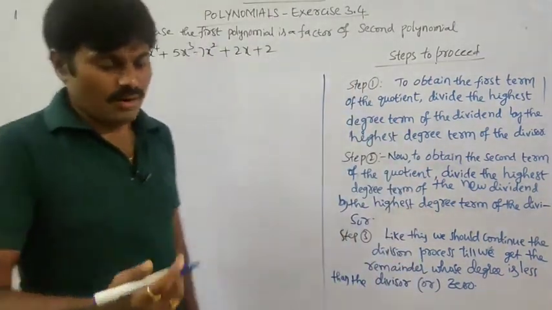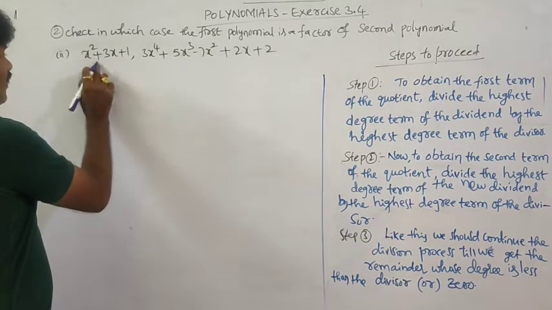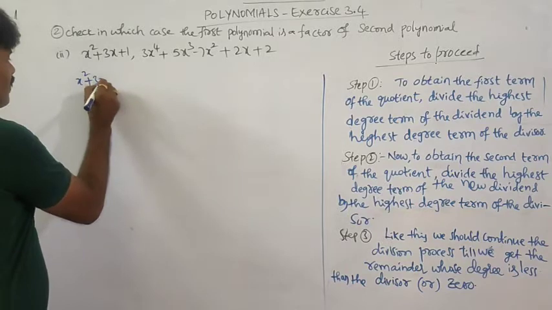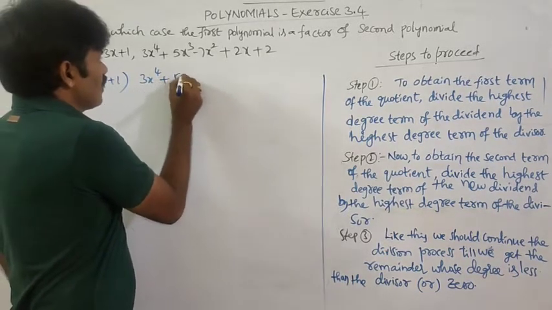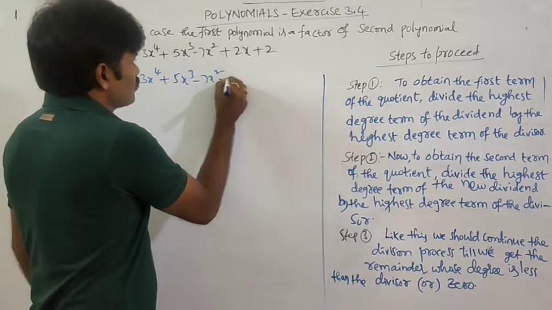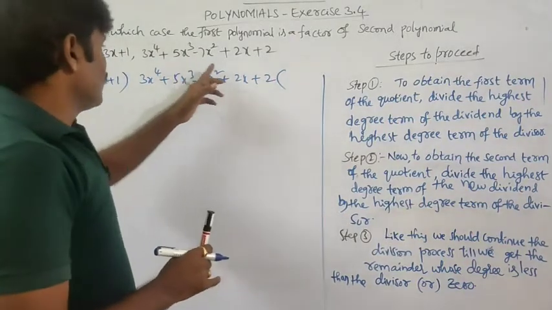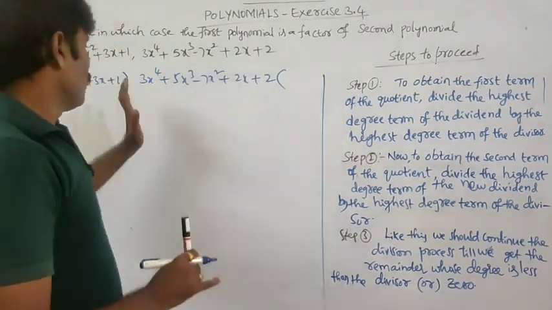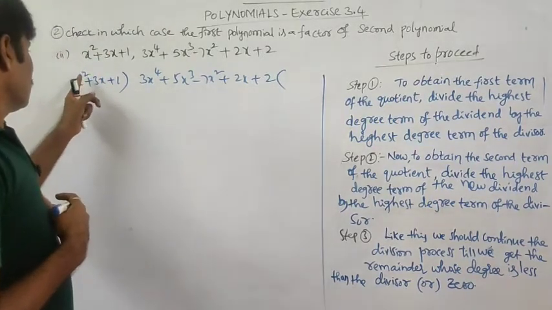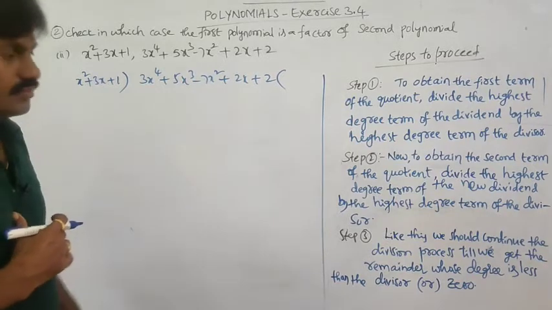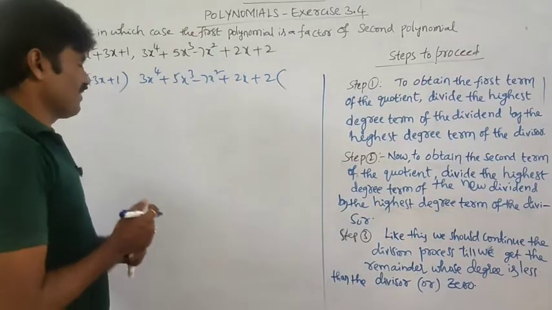Now let us solve the second problem in this same question. Here the divisor is x square plus 3x plus 1 and the dividend is 3x power 4 plus 5x cube minus 7x square plus 2x plus 2. Are all the terms of the degree present or not? See, 4, 3, 2, 1, 0. So no need to worry in this case. And in the divisor also, 2, 1, 0. Now the same process we have to proceed like in the previous problem.